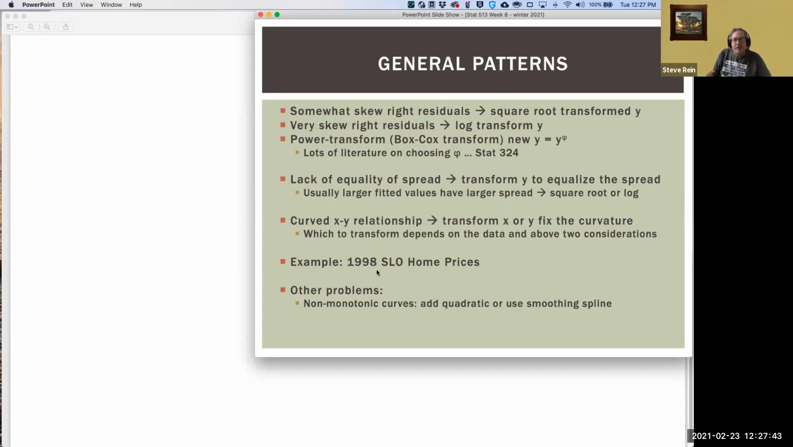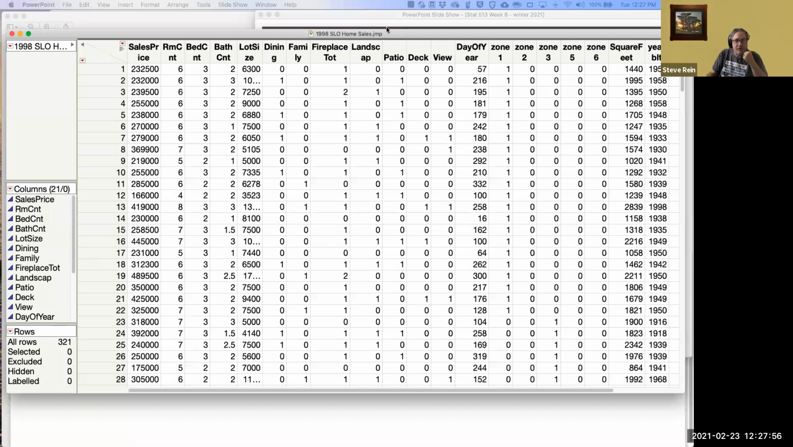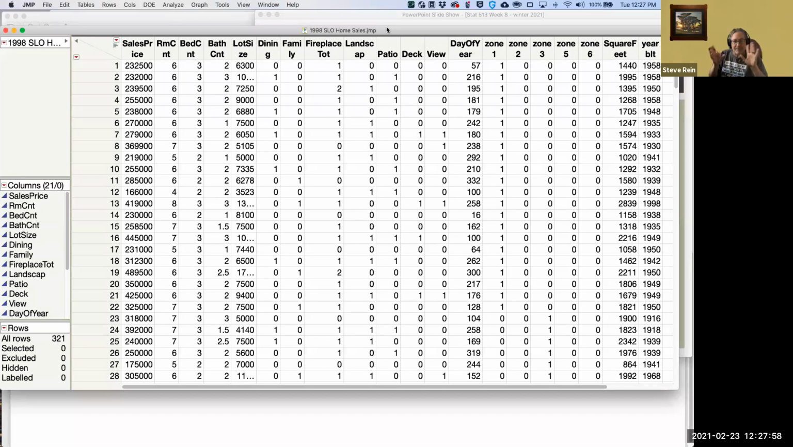Okay, so let's look at our data on the home prices in San Luis Obispo. These are 1998, every single home that sold in the city of San Luis Obispo that didn't have wheels attached to it. Okay, so I'm being clear.